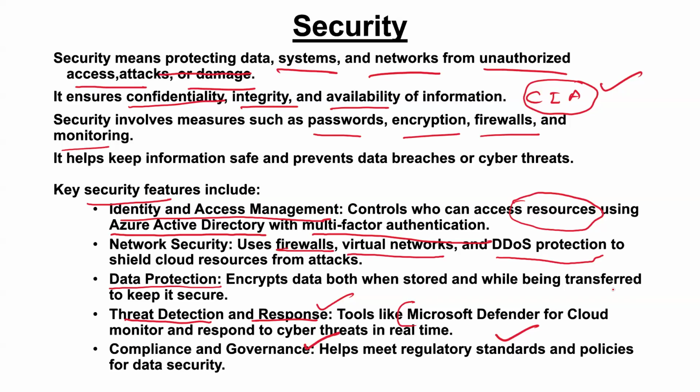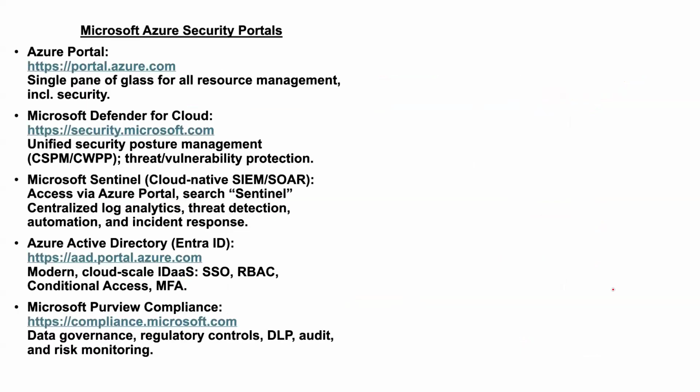Okay, fine. Now coming to the portals, as I have said, we will be looking into four portals. That is the Azure portal, Microsoft Defender for Cloud, then Microsoft Sentinel, then Azure Active Directory, which is also known as Entra ID. We will look into Microsoft Purview and Compliance too. So these are basically four portals, not five. Under this portal, this is the main portal, I'll show you.